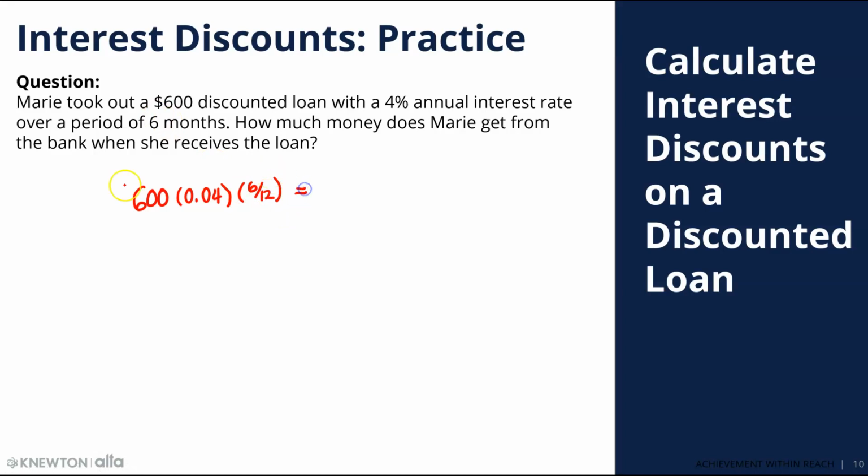So this represents the interest that will be applied to the loan for the duration of 6 months. Now multiplying this will give us 12. So the interest is $12. That would mean that Marie will only receive $600 minus $12, and that is equal to $588. So this is the total amount that Marie will receive from the bank, because this is a discounted loan.